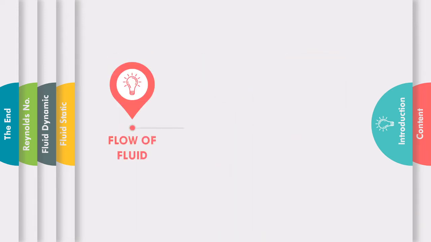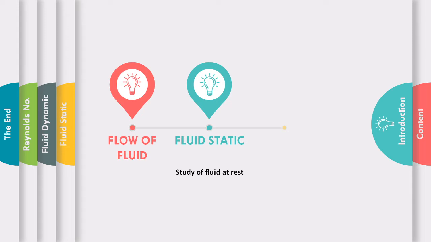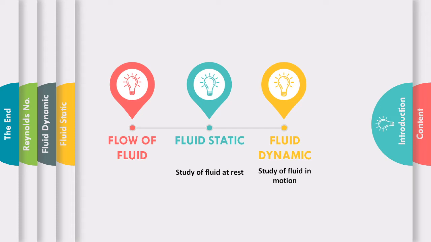Fluid flow is of two types. Those are fluid static and fluid dynamic. Fluid static is defined as the study of fluid at rest. However, fluid dynamic is defined as the study of fluid in motion. So let's move toward the fluid static.